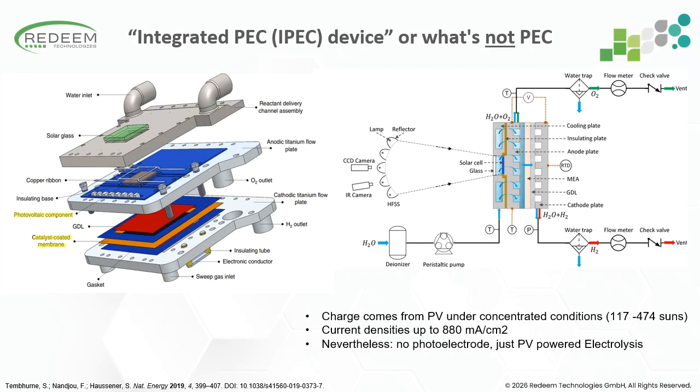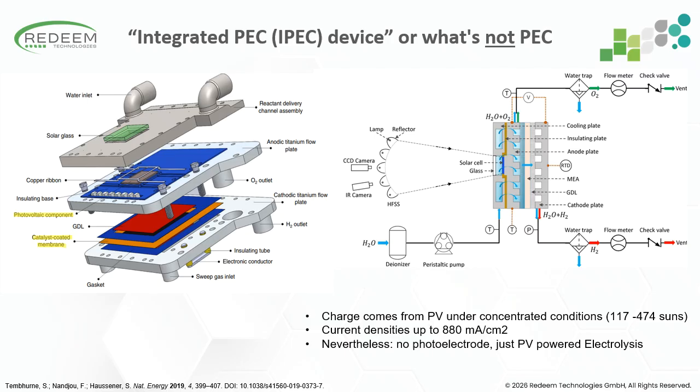And this final example is something slightly different, because I would argue that this is not actually a PEC reactor, despite often being referred to as an integrated PEC or IPEC device. At first glance, the architecture appears similar to a PEC reactor. However, if we look more closely, we see that there is no semiconductor photoelectrode in contact with the electrolyte. Instead, what we have is a photovoltaic cell. It is completely isolated from the electrochemical compartment and simply provides electrical power to a conventional proton exchange membrane electrolyzer.